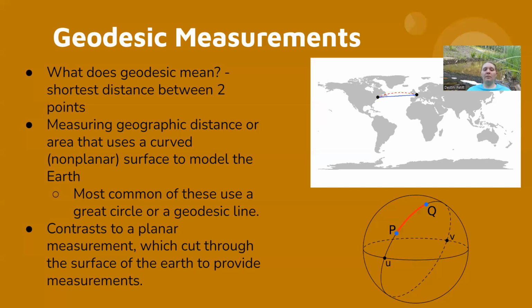So if we think about planar measurements versus geodesic measurements, planar measurements are okay for really short distances. But if we really want to get a true measurement on Earth, we need to measure using geodesic measurements, right? Because again, it takes into account how the Earth is actually curved and that it's not a 2D flat object.